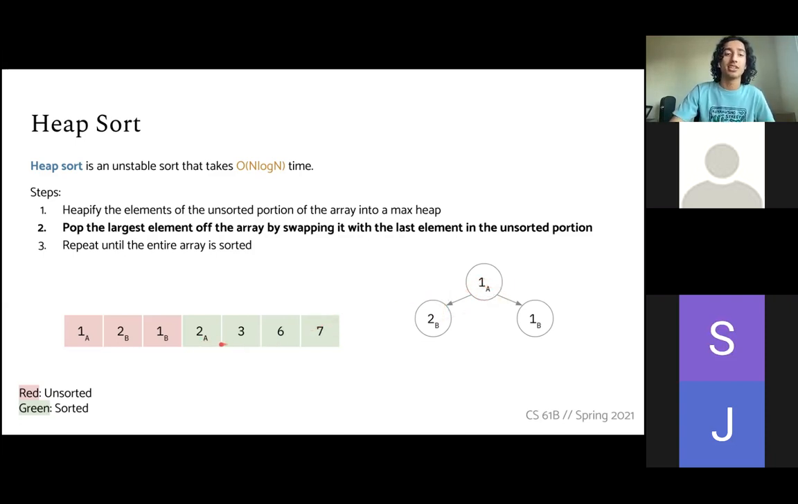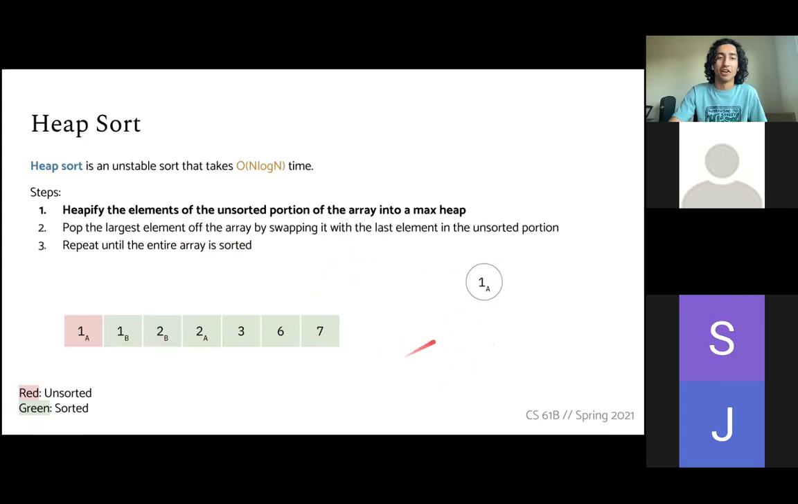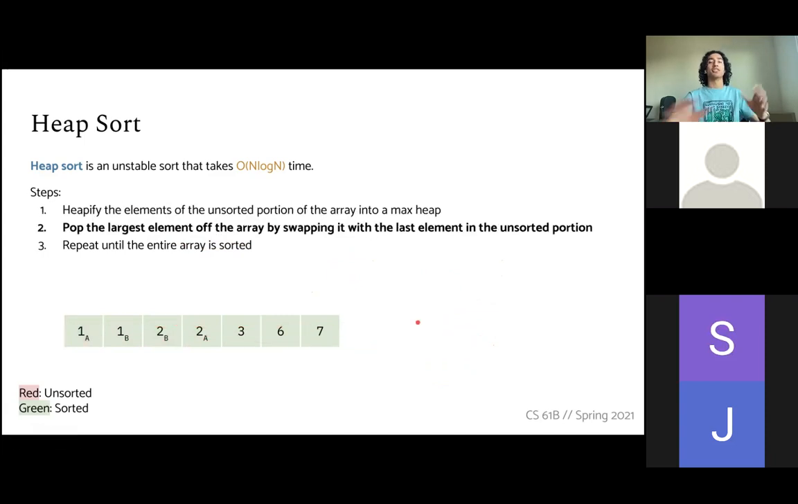There may or may not be the same element going to the root. In this case, 2 sub a was actually in the root, and after we popped it off, this sort was no longer stable. That's why heap sort isn't stable. But we would keep going, and finally, at the end, when our heap is size 0, our entire remaining array is sorted.